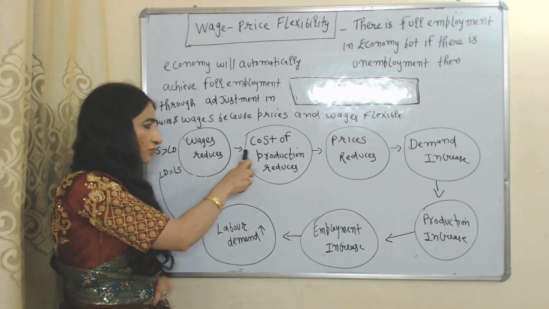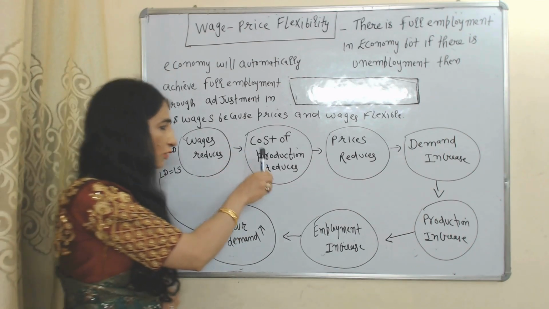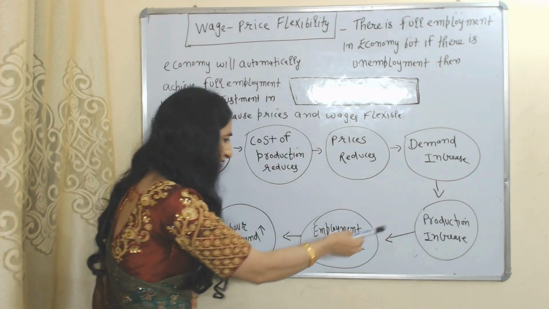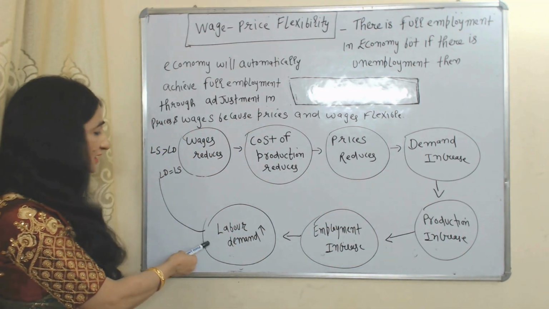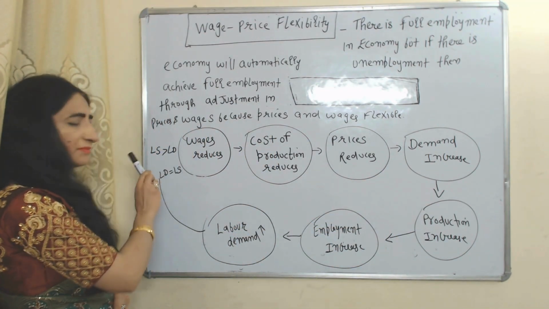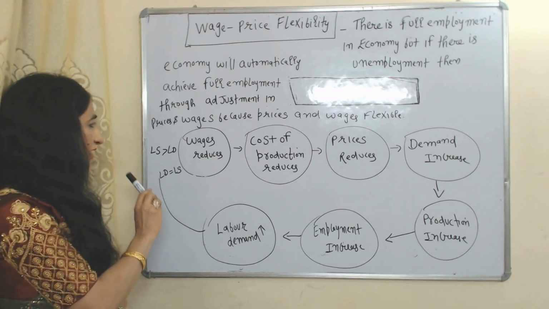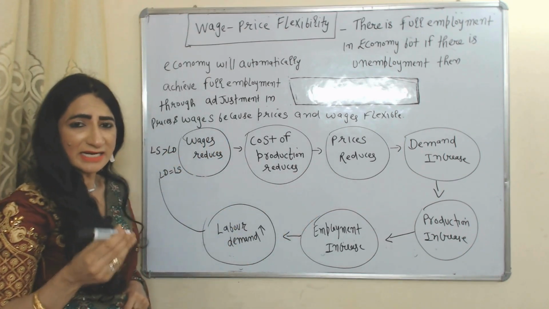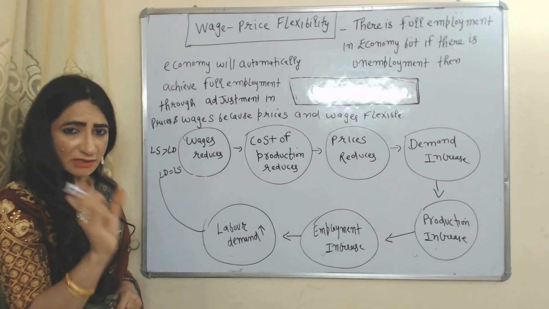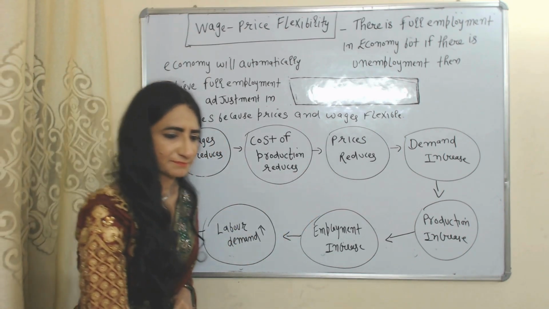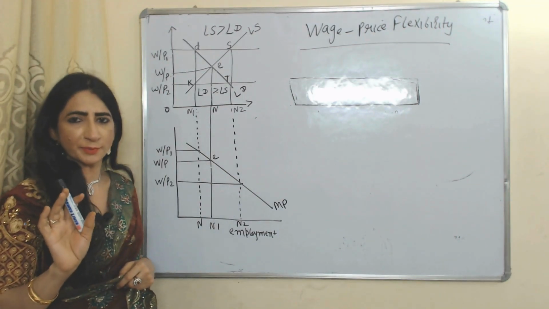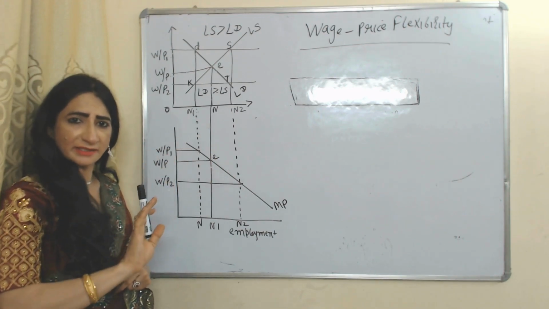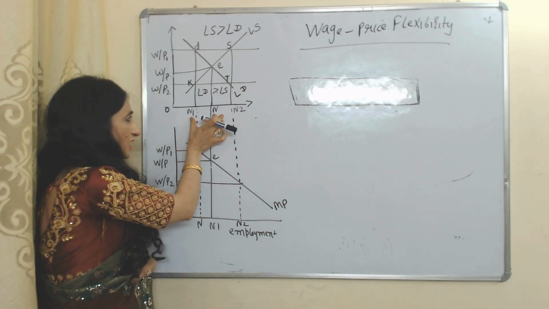As wages reduce, cost of production reduces. As cost of production reduces, prices reduce, demand increases, production increases, employment increases, labor demand increases. Eventually, labor demand becomes equal to labor supply. So here we can see our wages and prices are flexible. That's why the economy is able to achieve the full employment level. Now we will see a diagram of wage price flexibility. Here we have two diagrams which are interconnected. On the horizontal side we have employment.